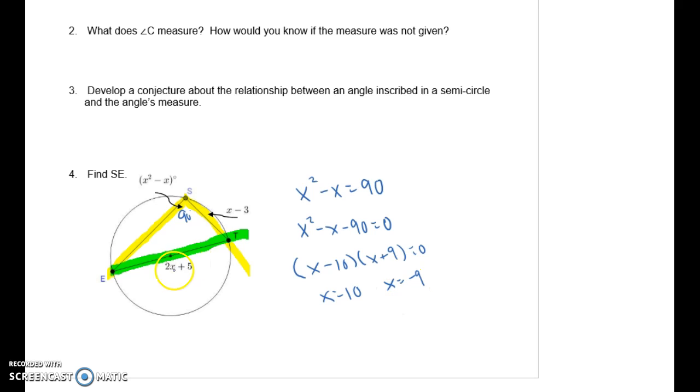Negative 9 won't work because if I plug it into either one of those segments, I'm going to have negative segment measures, and that's not a good situation. So I'm going to plug that 10 in, and when I do, I'm going to get a 25 here for the diameter, and I'm going to get a 7 for ST. Well, that forms a right triangle, and with a 7 and 25, my remaining piece is part of a triple, and so it's 24 for that missing side.